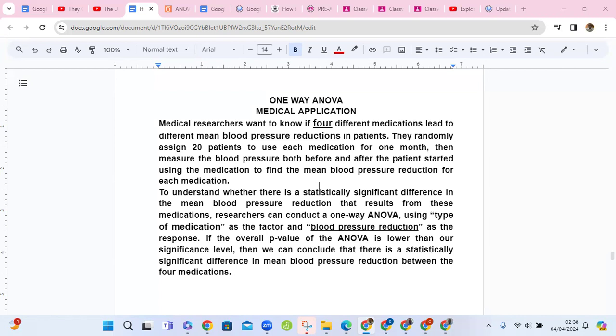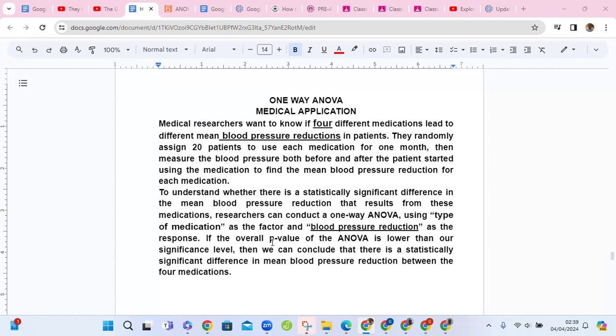And the alternative is bound to say that there is a difference. At least one of them is different. So if the p-value is less than the significance level, we have to reject the null hypothesis and conclude that there is a difference. That is why this statement is saying if the p-value is lower than the significance level, then we can conclude statistically significant difference, meaning rejection of the null, and concluding the alternative.